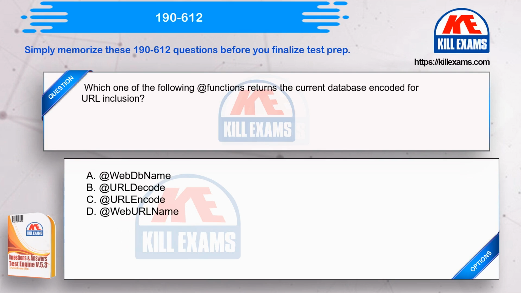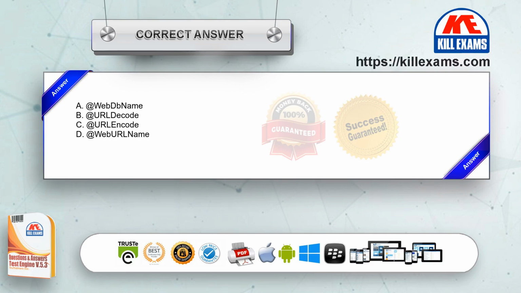Which one of the following functions returns the current database encoded for URL inclusion? Option A. @WebDbName. Option B. @URLDecode. Option C. @URLEncode. Option D. @WebURLName. The correct answer is option A.